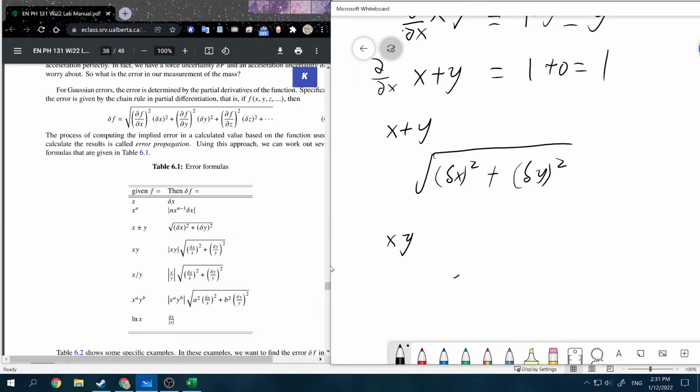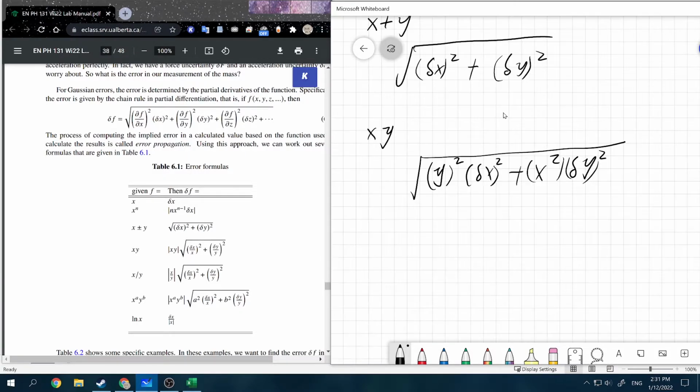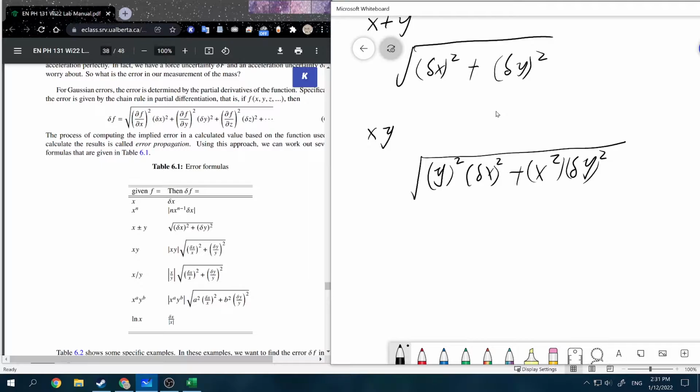And then for this one, for example, f equals x times y, then ∂f/∂x is equal to y, squared, times δx squared, plus ∂f/∂y is going to equal x, squared, times δy squared, all that thing. And it's different from this one, so that you can actually do something about this.